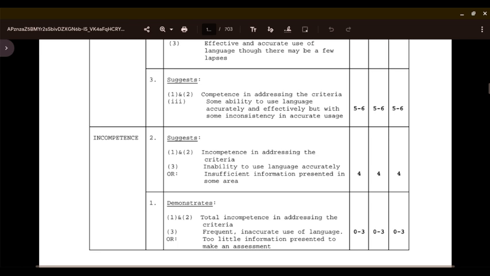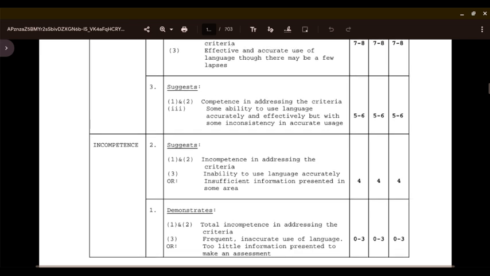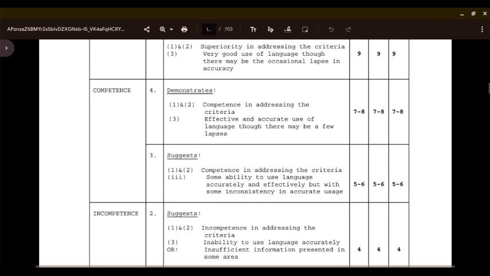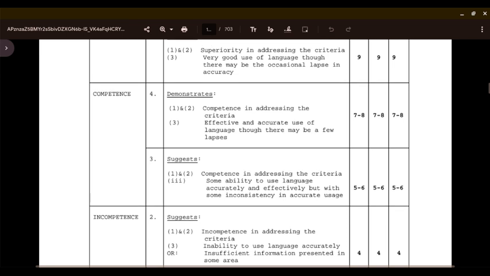You will notice that across the board for all three categories, whether it's content, organization of content, or language, it's 0 to 3 for level one incompetence, while for level two incompetence, it's 4 across the board. All right. Now we're going to move up to competence, which is where you want to at least be. Now, if you're in competence, please don't think that it's the end of the world and your journey has ended and there's nothing else for you to do to get to the level you need to be.